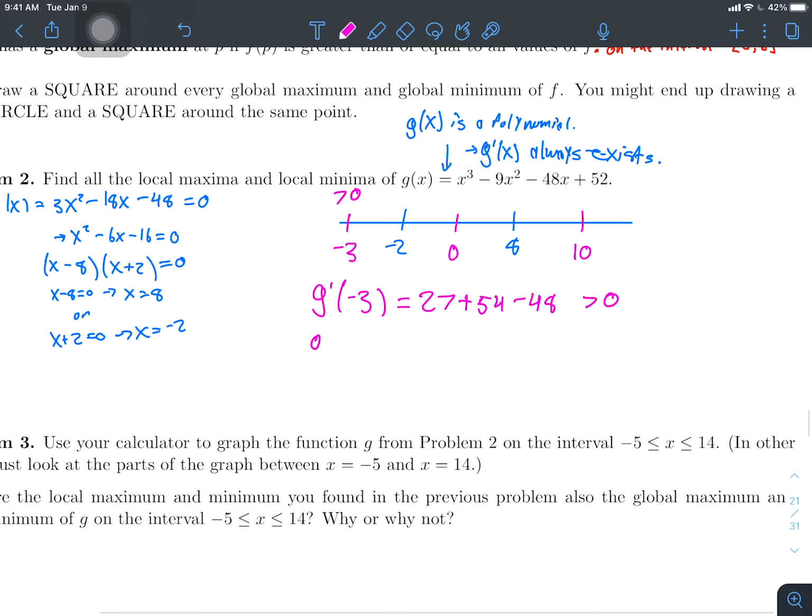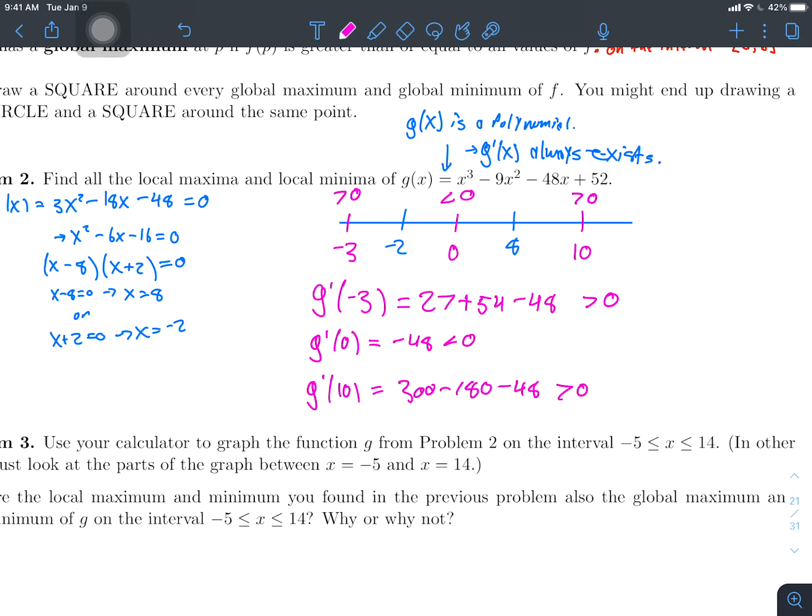Okay, what happens if I plug in 0? G prime of 0 is just going to be negative 48, which is something which is less than 0. So the derivative is less than 0 in the middle region. And then at 10, what am I going to get? I'm going to get 300 minus 180 minus 48, which is going to be something larger than 0 again.